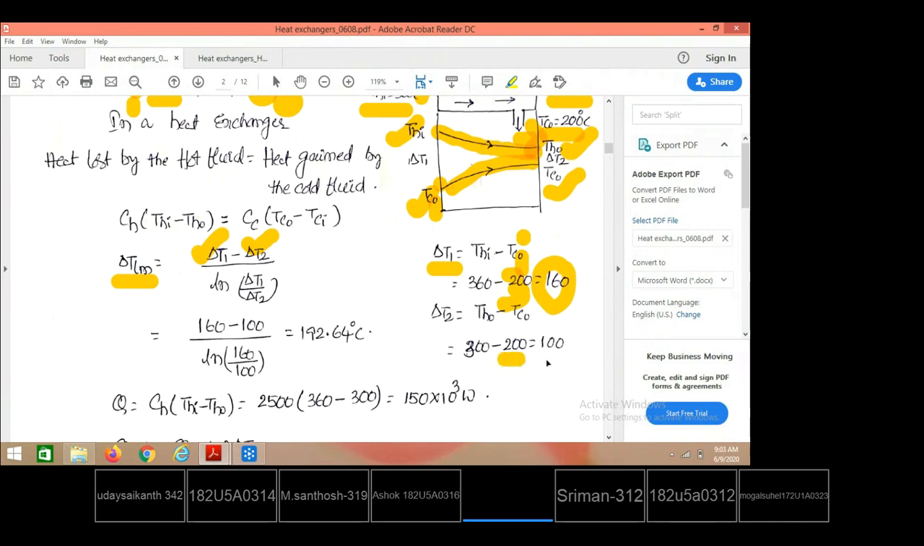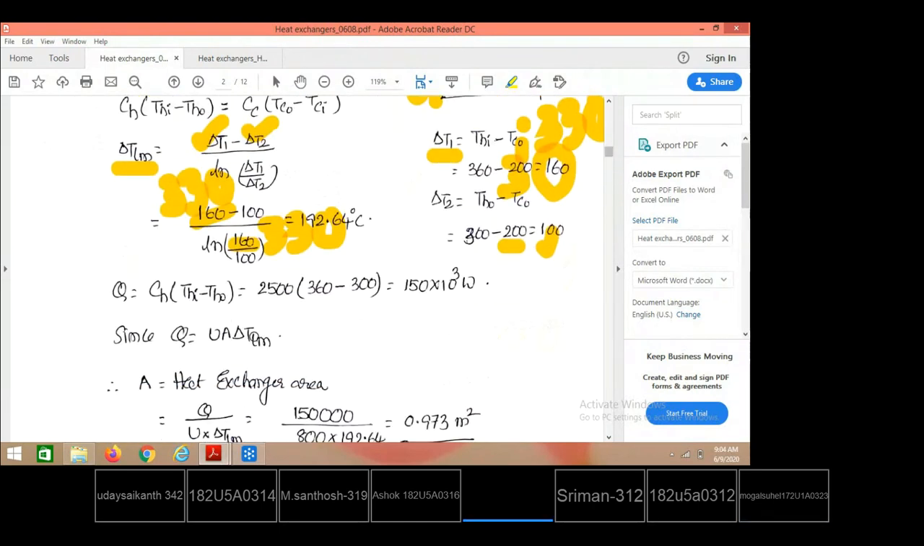So this 200 is correct. This value is correct, but this value is 30. 360 minus 30, this must be 330. Delta T1 is 330, and delta TLM is 330 minus 100 by ln of 330 by 100. This is how the logarithmic mean temperature difference for the parallel flow heat exchanger is calculated.